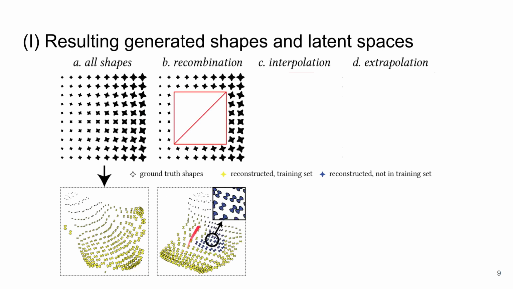In the recombination task, when we hold out part of the shape set of the training set, we can see that the blue reconstructed holdout or non-training examples are situated quite regularly in the latent space. And the reconstruction, as you can see in this zoomed out region, is quite good as well. There are some pixel errors, but not a lot.